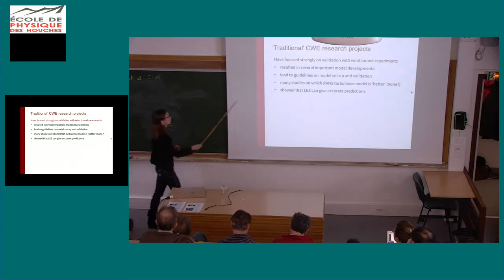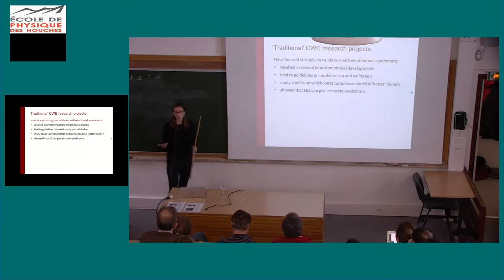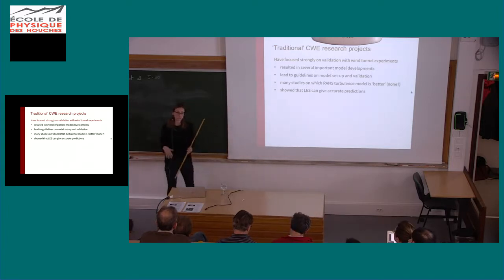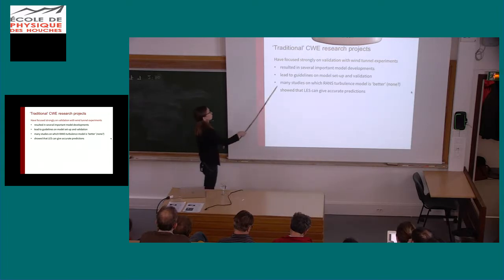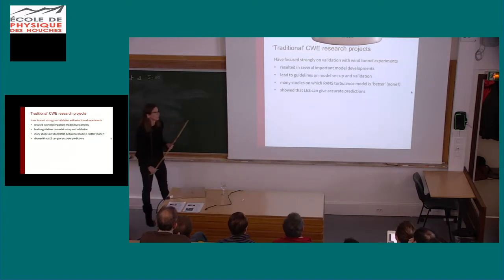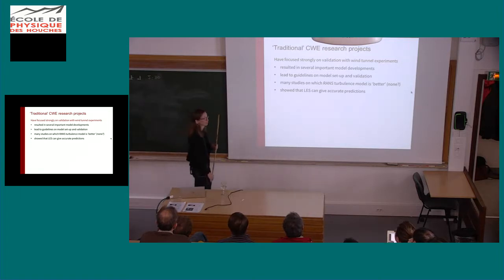It has resulted in several important model developments, like we know now how to correctly model a neutral atmospheric boundary layer in a RANS simulation, for example. It has also led to guidelines on how you should set up your model and how you could do validation. How big should your computational domain be to eliminate effects of blockage? What kind of grid resolution should you look at? Things like that. There are also many studies that look at a particular problem and try to say which RANS turbulence model is better. The slightly controversial opinion I have there is that it's probably none. Because depending on the problem that you look at, depending on the quantity of interest that you look at, depending on where in the flow domain you're doing validation, you might come to a different conclusion there.